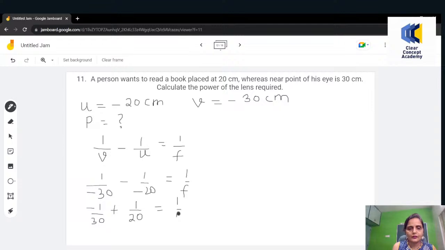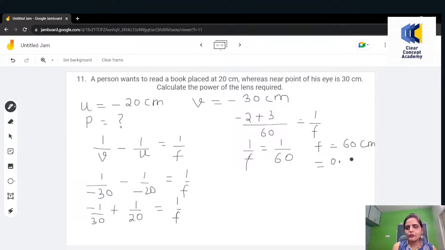I'm going to make the denominator the same. So for the denominator, the LCM is 60. So minus 2 plus 3 by 60 is equal to 1 by f. So 1 by f is equal to 1 by 60. For focal length, we take the reciprocal. So f is equal to 60 centimeter. But to calculate power, you have to convert it into meters. So it is 0.6 meter.